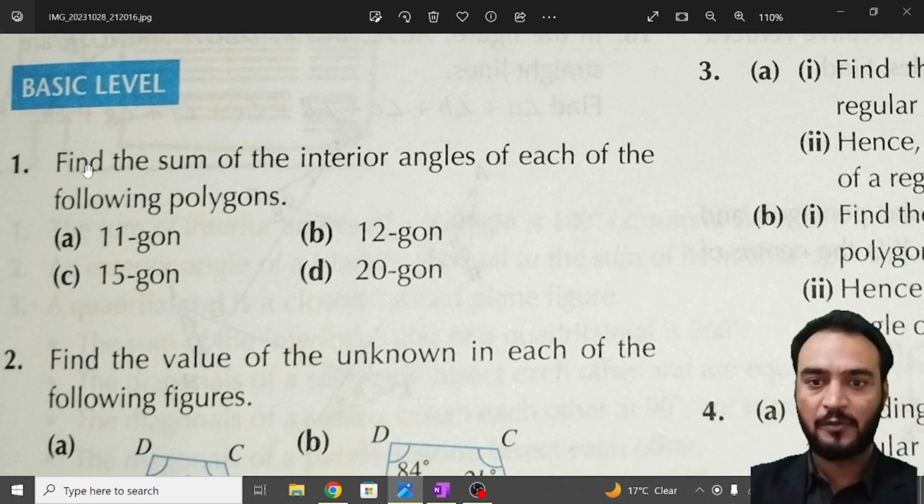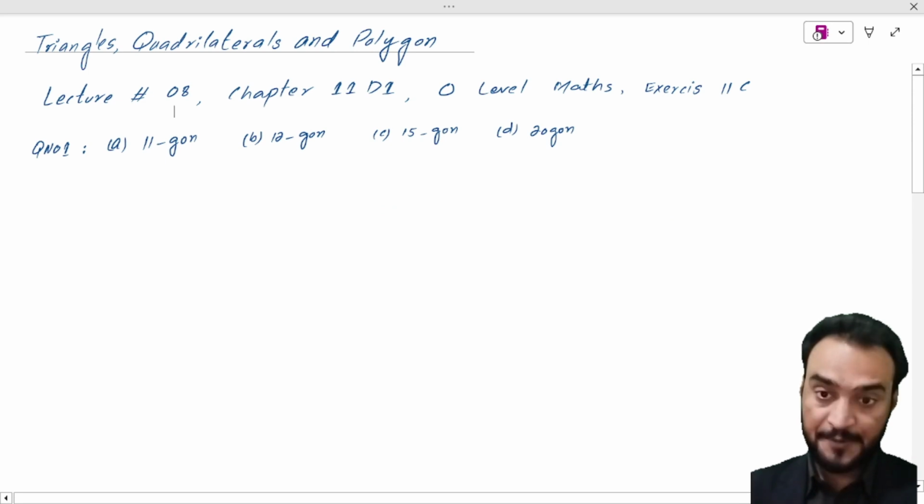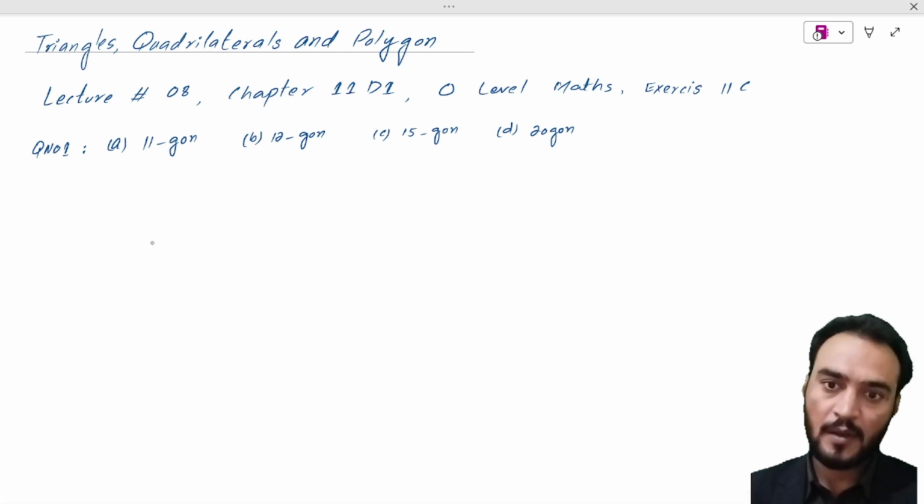This is the question number one, where he is saying that find the sum of interior angles of each of the following polygons. 11-gon, 12-gon, 15-gon, and 20-gon, as the polygon is represented by the number of sides it has. So 11-gon is the polygon which has 11 sides. So we have to find the sum of interior angles of 11-gon. So this is the question number one. So part A is 11-gon.